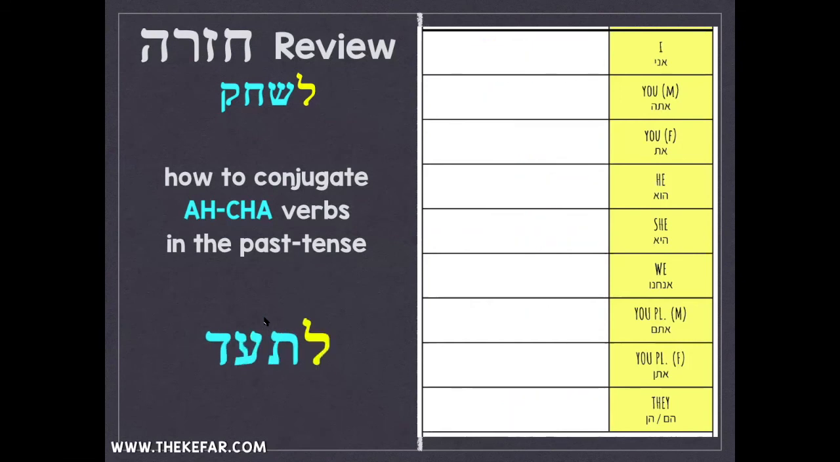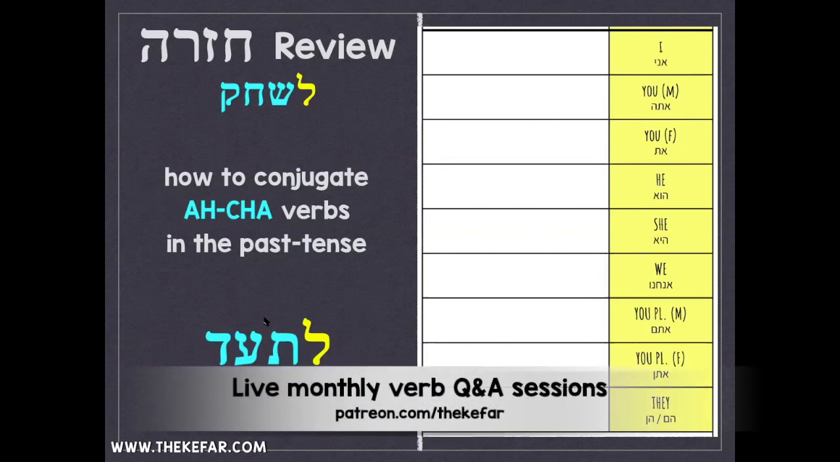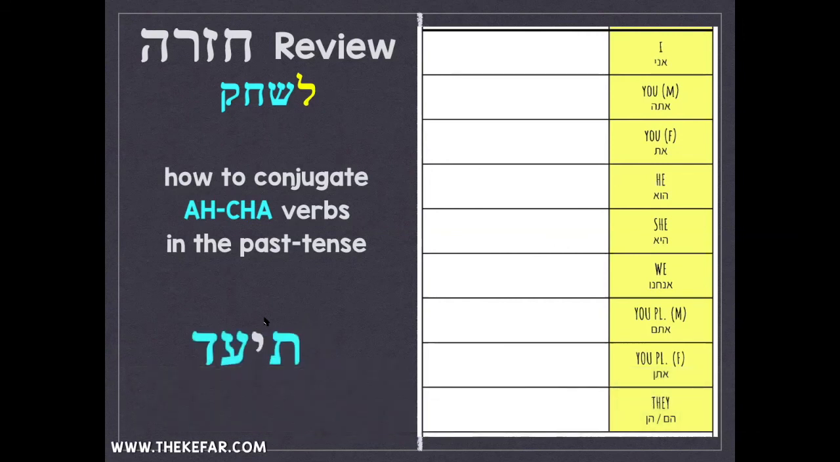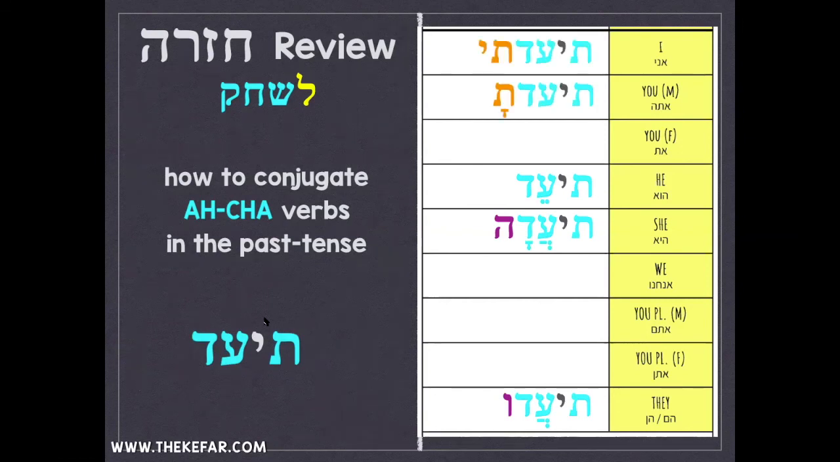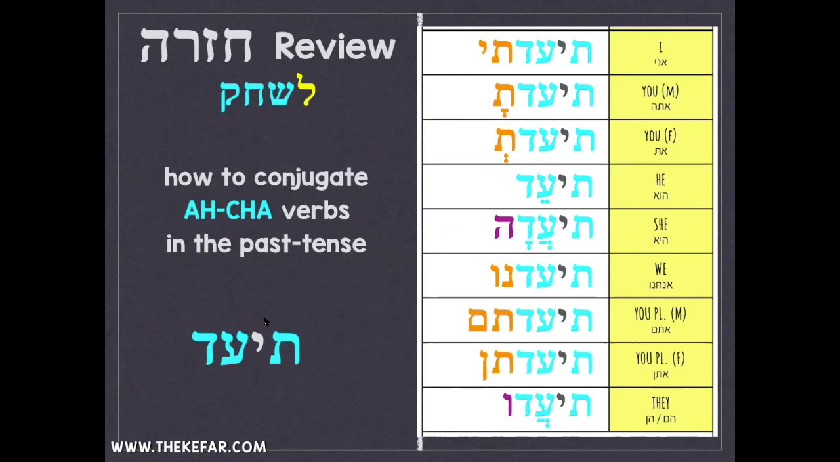The next verb was leta'ed, which is to document, and you see that middle letter is an ayin, so it is part of the acha group. Get rid of the lamed, and we get ti'ed, which is the same as he documented, so hu ti'ed, and then he ti'ada, and hem hen ti'adu. Then ani ti'adati, ata ti'adta, at ti'adit, anachnu ti'adnu, atem ti'adtem, and aten ti'adten. Okay? If you have any questions on this, just go back to video number 24, lesson 24.